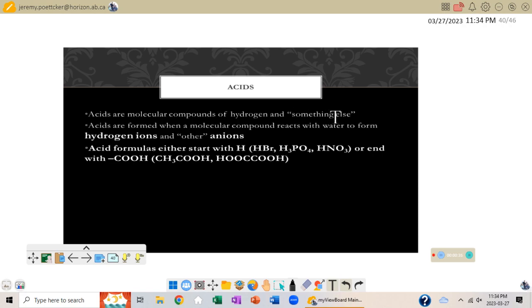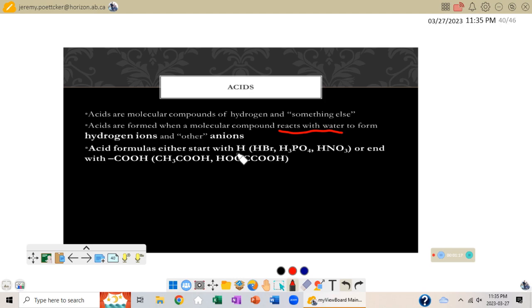Now, when you get to Chem 30, you'll learn a little bit more and find out that, in fact, we can expand this definition. But for Science 10, this is all we need to have. So to start with here, acids are formed when a molecular compound reacts with water. So this is actually a chemical reaction, and they're going to form hydrogen ions as well as some other anion or negatively charged ion.